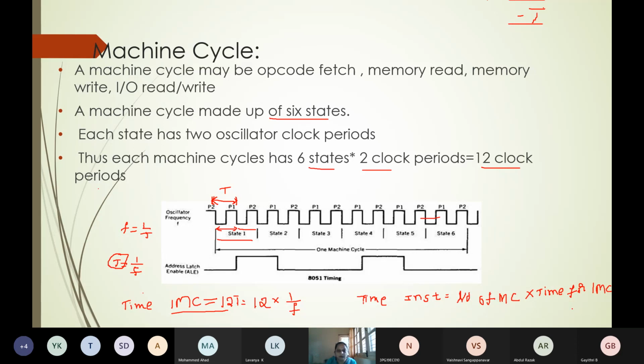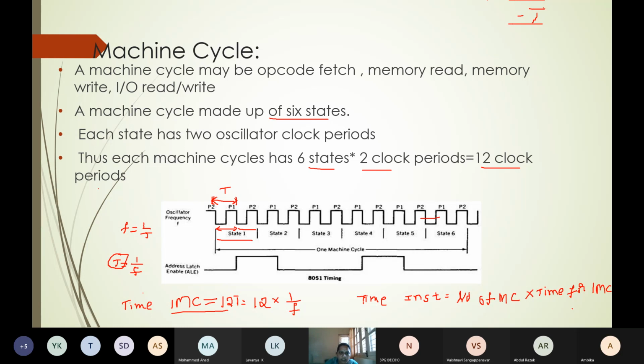This is very important, because based on these things you are going to calculate the time delay whenever you are generating time delays. Based on the concept of the machine cycle only, you calculate the time delay required by the corresponding program. A machine cycle is the time required to execute one simple instruction or a part of a complex instruction. The instruction cycle is the time required to execute one complete instruction.